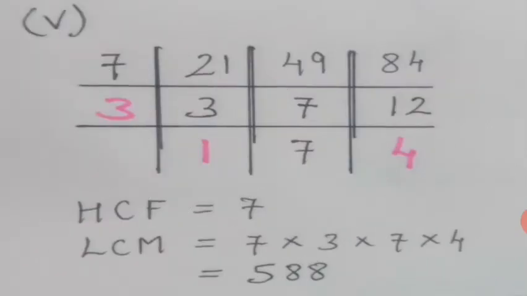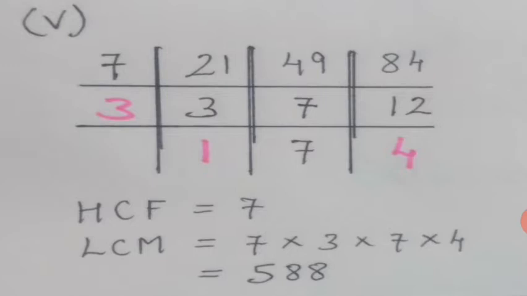Sum number 5. Again, we have three numbers here and we have to factorize them. Let's find out the common factor first. So 7 will be able to divide all three. So first we will factorize these numbers by 7. 7 threes are 21, 7 sevens are 49, 7 twelves are 84.